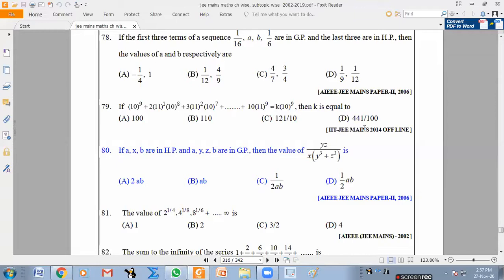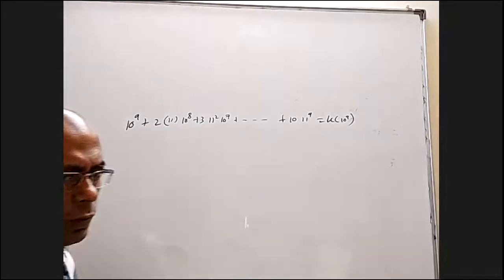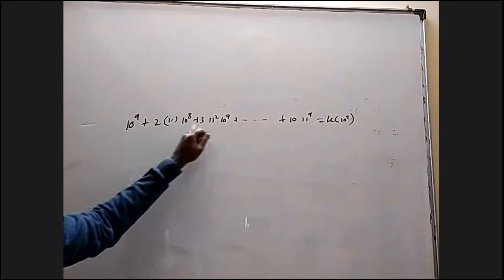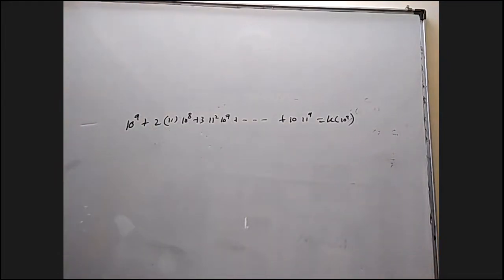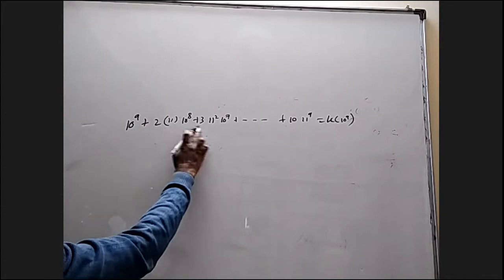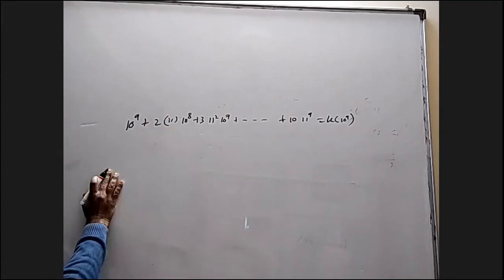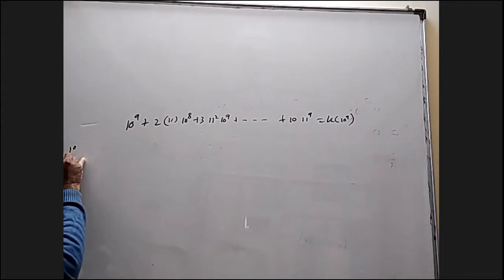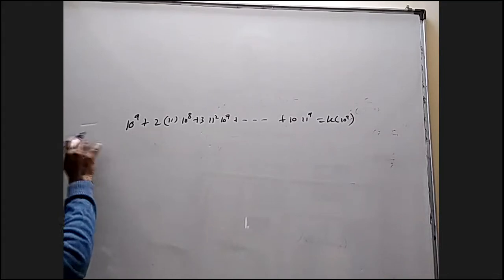Okay, let us see. 10 power 9, 2 into 11 into 10 power 8, 3 into 11 square into 10 power 7, plus 10 into 11 power 9 is equal to some constant into 10 power 9. So 1, 2, 3, 4 are in AP, but 10 power 9, 11 into 10 power 8, 11 square are in GP. So I have to multiply by the common ratio. What will happen to this?